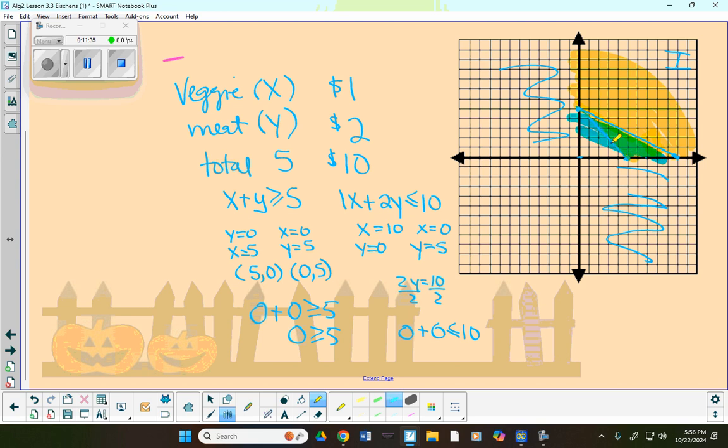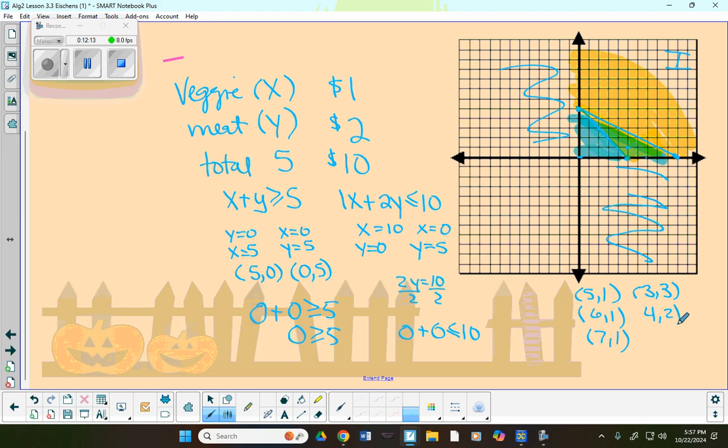This is what I should have done on the last one. This worked better. So the region that works is that green region. Those are the combinations that would work here. So if we look at some of these values, like 5, 1, 6, 1, 7, 1, or 3, 3, or 4, 2. So those are just some of the combinations.